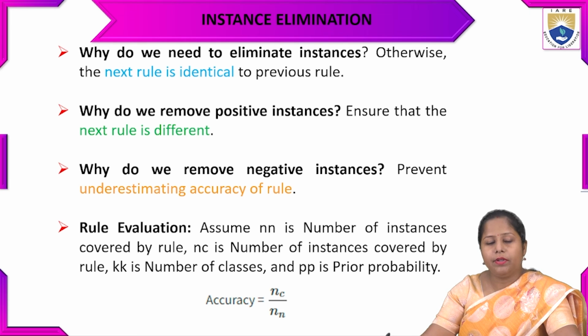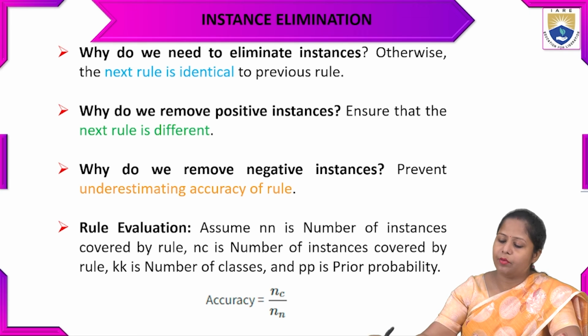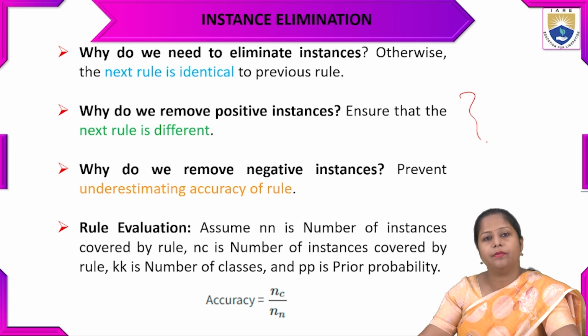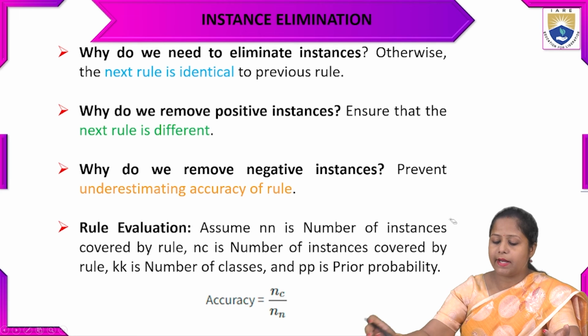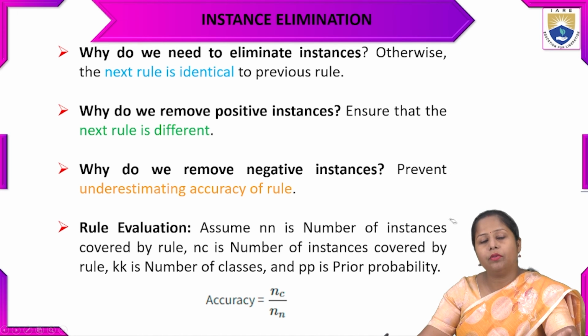Why do we remove the positive instances? We have to ensure that the next rule is different, and only then are we going to remove the positive instances. Why do we remove the negative instances? We have to prevent overestimating the accuracy of the rule. We have to understand the accuracy of the rule, so to prevent that, we remove the negative instances.